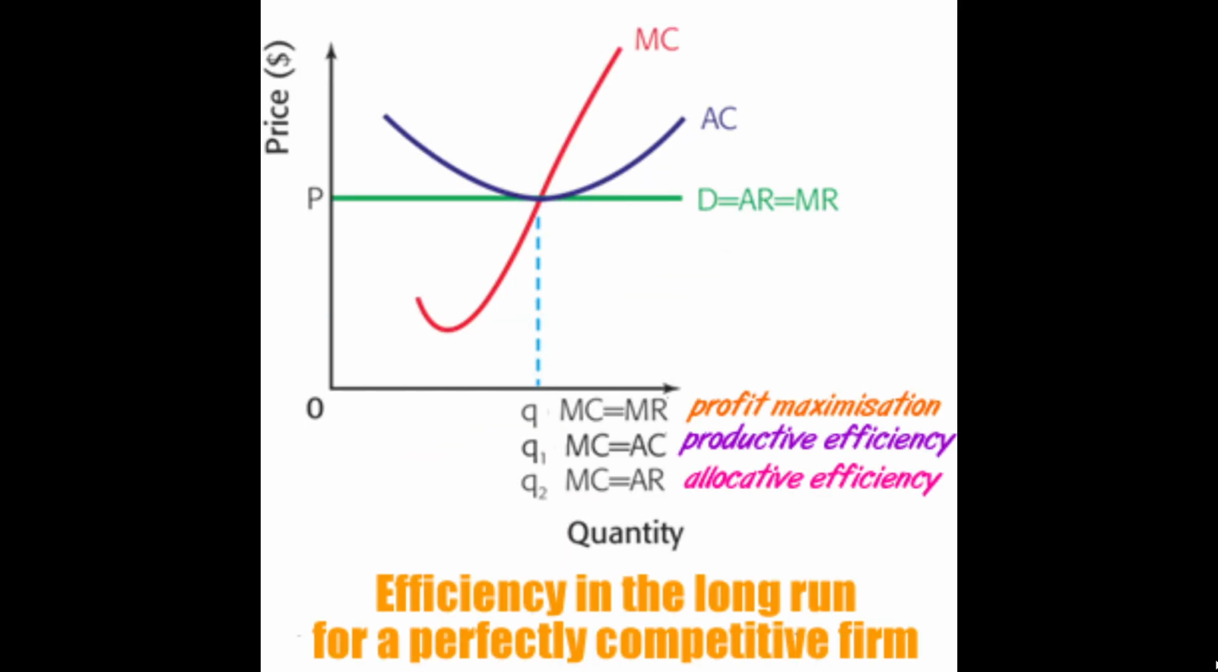This equilibrium achieves both allocative efficiency, where price equals marginal cost, and productive efficiency, where the firm produces at the minimum average cost. Resources are allocated to their best alternative use, providing the maximum satisfaction attainable by society.